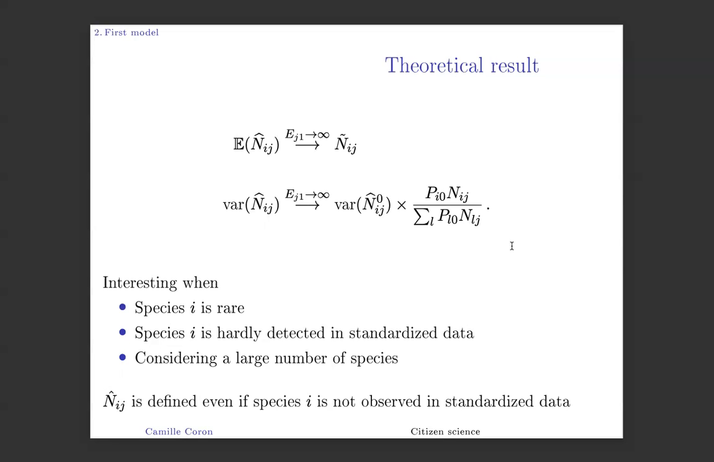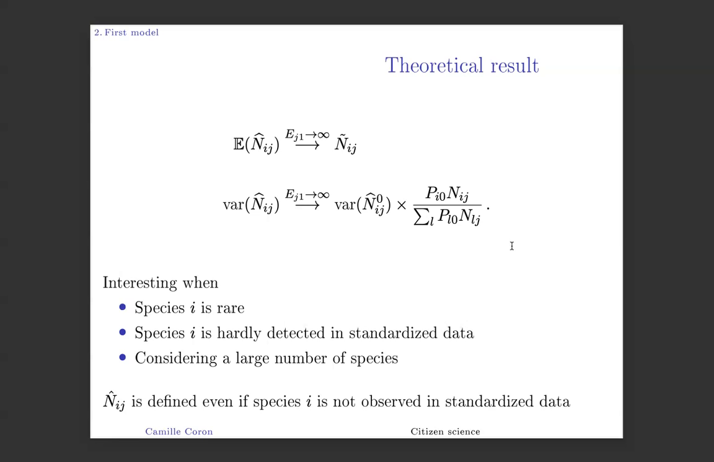And the second point of our result is that the variance of this estimator, when the effort again goes to infinity, converges toward the variance of the estimator when you use only the standardized data set, times a quantity that is lower than 1. So this result states that when you combine both data sets, assuming that the opportunistic data set comes from a very large effort on the field, then combining both data sets improves our estimations.